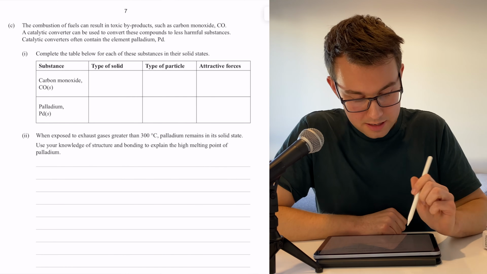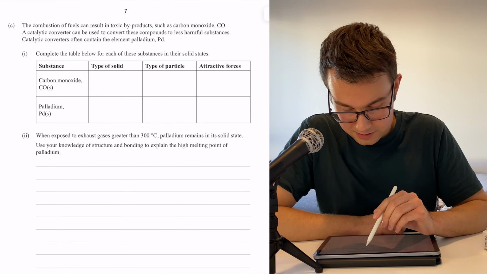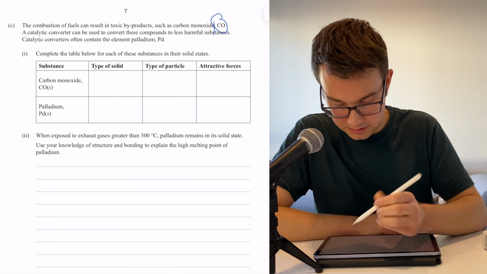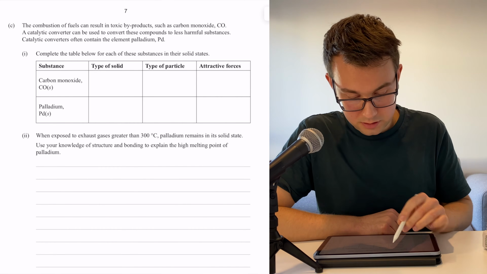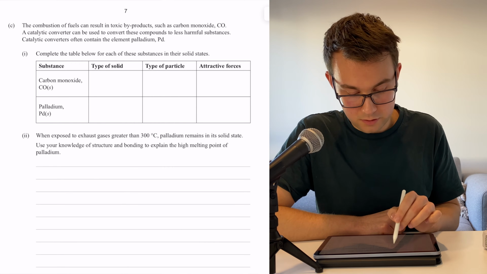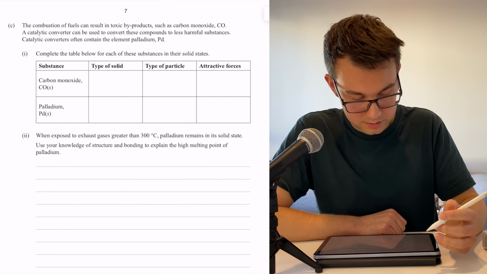Let's have a look. The combustion of fuels can result in toxic byproducts. Oh no. Such as carbon monoxide. Very scary. Yes, it is. Terrifying. A catalytic converter can be used to convert these compounds to less harmful substances. Catalytic converters often contain the element palladium. Where are we going with this?